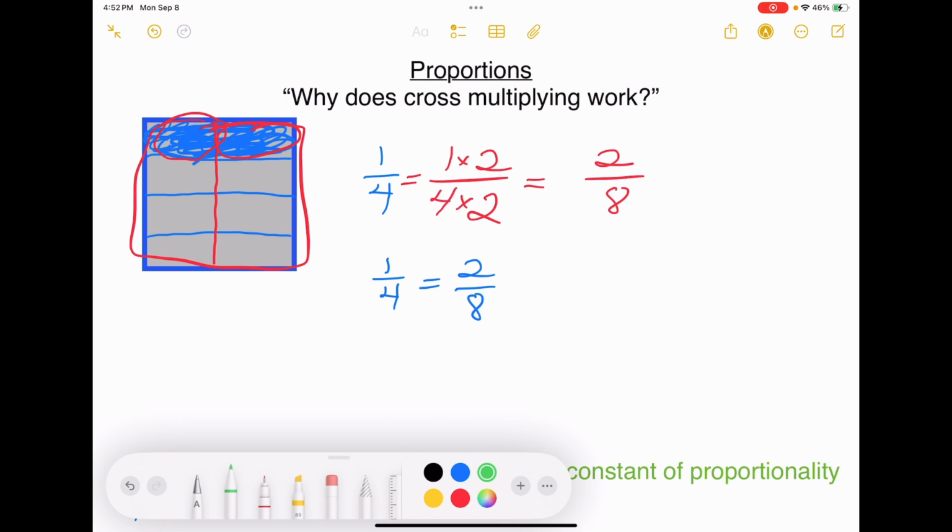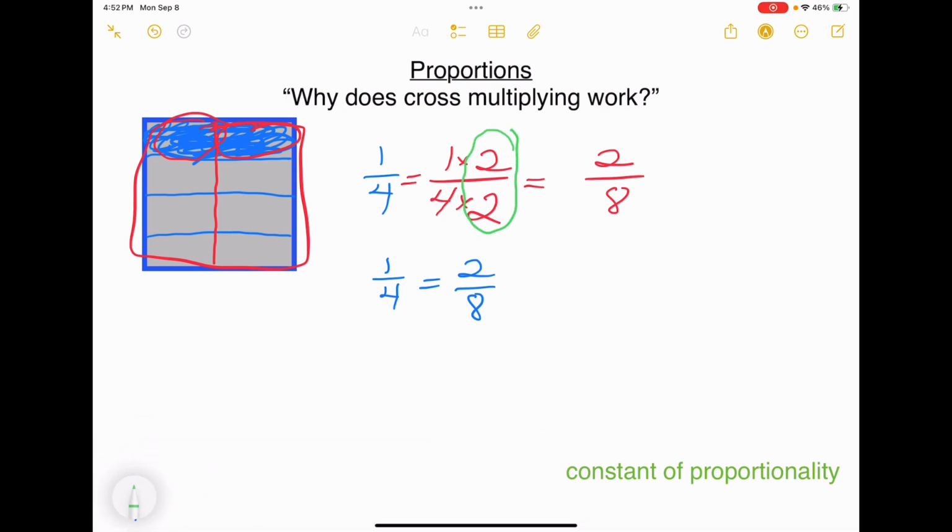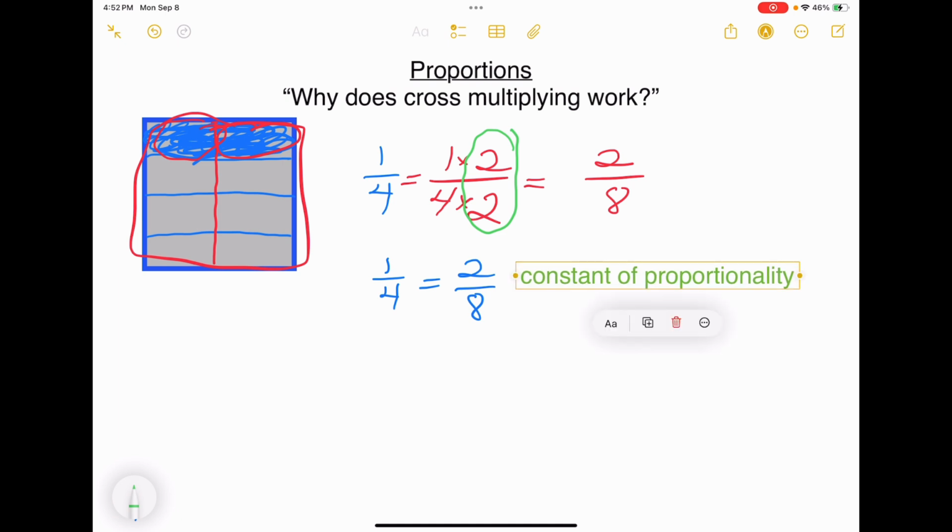Okay, the number we multiplied by here has a special name. It's the constant of proportionality. And the key thing is whatever we multiply by in the numerator has to be the same number that we multiply in the denominator if we want to get 2 equal fractions, a true proportion equation.